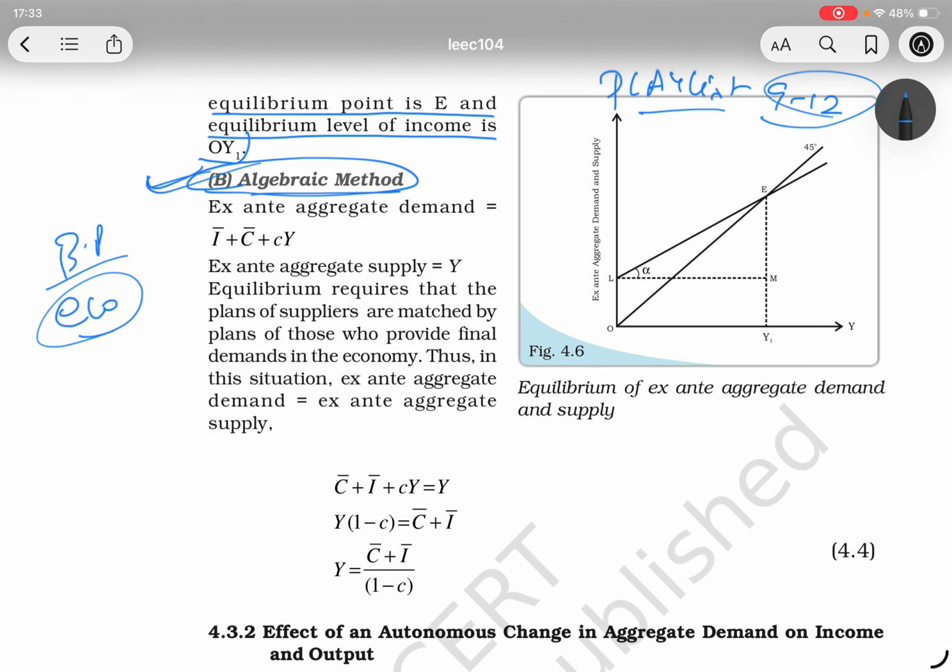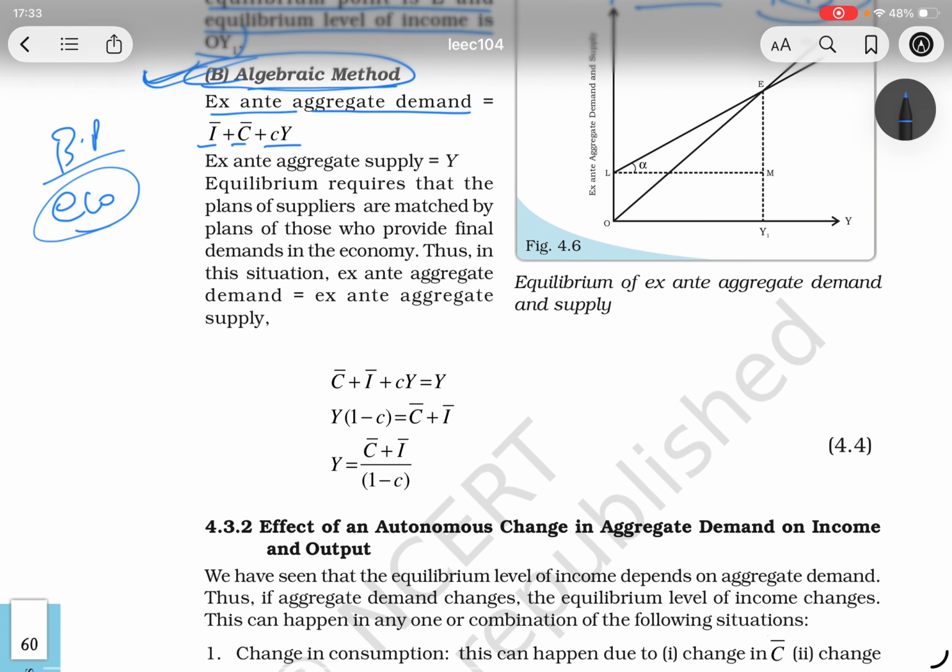Algebraic method: X ante aggregate demand equals C dash plus I dash plus CY. X ante aggregate supply equals Y. Equilibrium requires that the plans of suppliers are matched by plans of those who provide final demands in the economy. Thus, in this situation, X ante aggregate demand equals X ante aggregate supply.